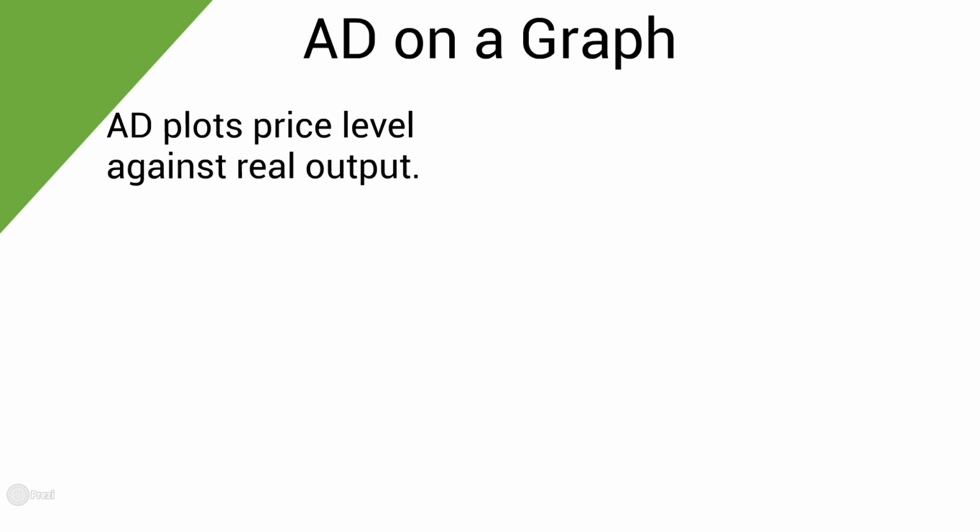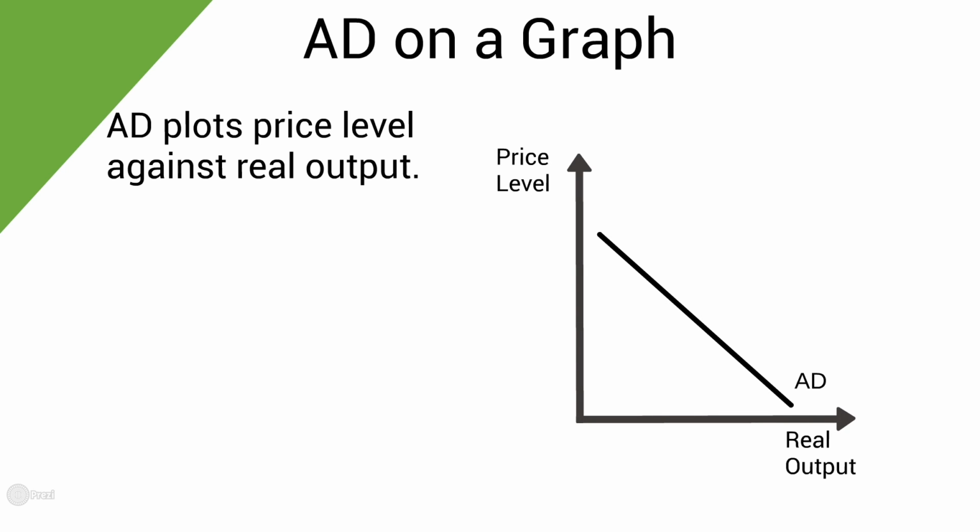So now let's look at what aggregate demand looks like on a graph. Aggregate demand plots the price level against real output. When plotting aggregate demand, it is important to label your axes correctly. On a supply and demand diagram, we were plotting the price against the quantity. On an aggregate demand diagram, we are plotting the price level against real output.